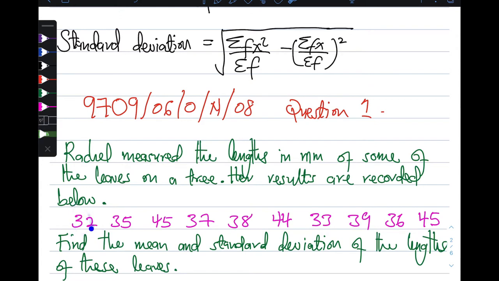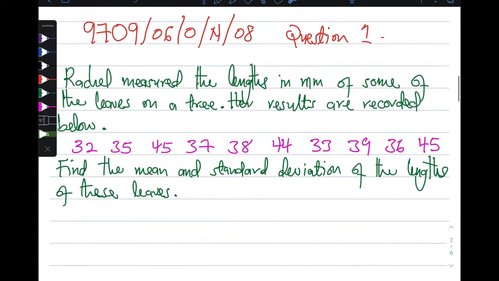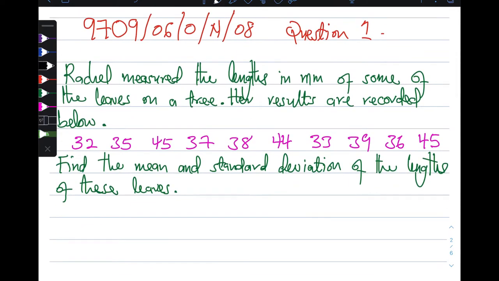So she got from 32 millimeters to 45 millimeters. And our job is to find the mean and then we should also find the standard deviation of the height of these leaves. So now, how do we go about it? Well, we are told to find the mean. We know that the mean is given as x bar, and the formula is we should sum all the x values up and then divide by the number of observations. So that is what we are going to do.